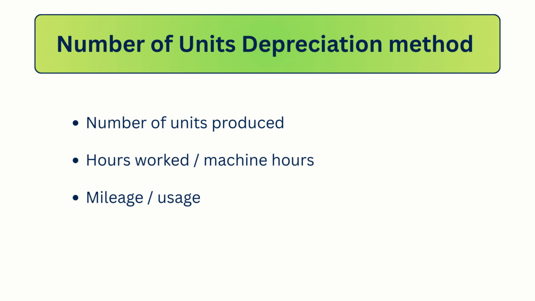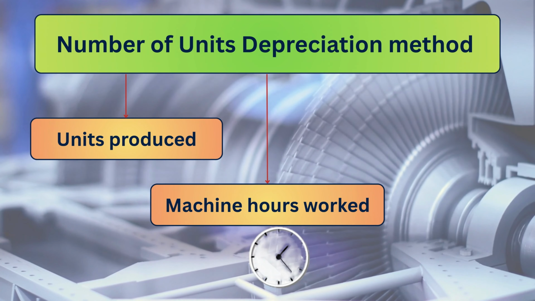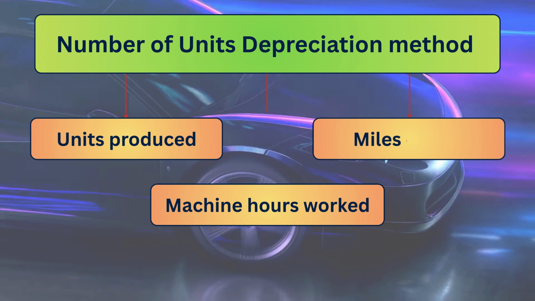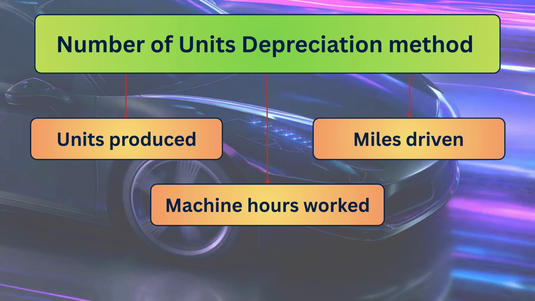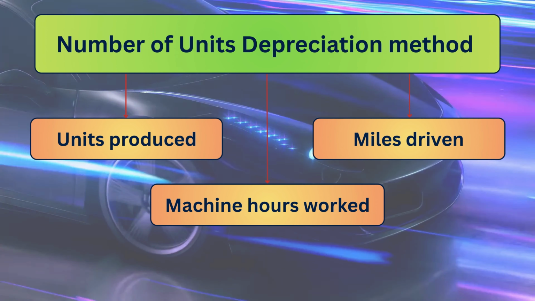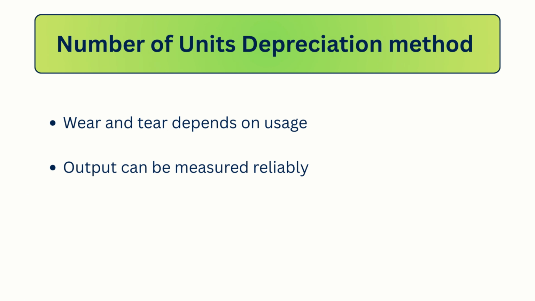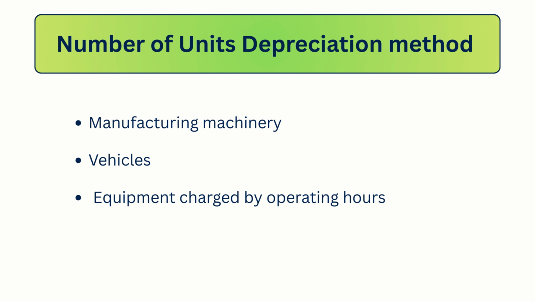Depreciation is linked to output or activity, such as units produced, machine hours worked, and miles driven. If an asset is used more, it depreciates more. This method is appropriate when wear and tear depends on usage and output can be measured reliably. Typical examples are manufacturing machinery, vehicles, and equipment charged by operating hours.